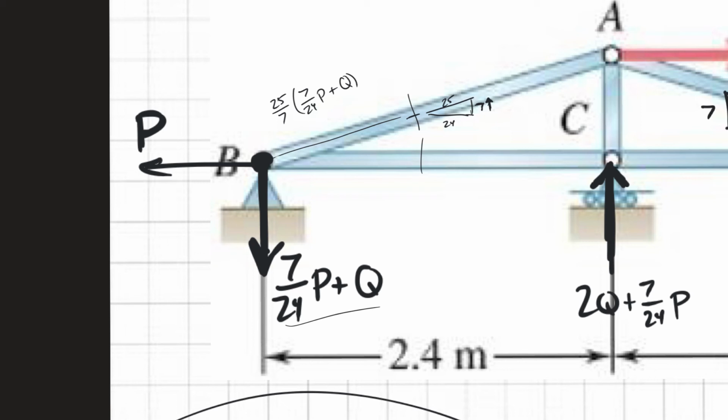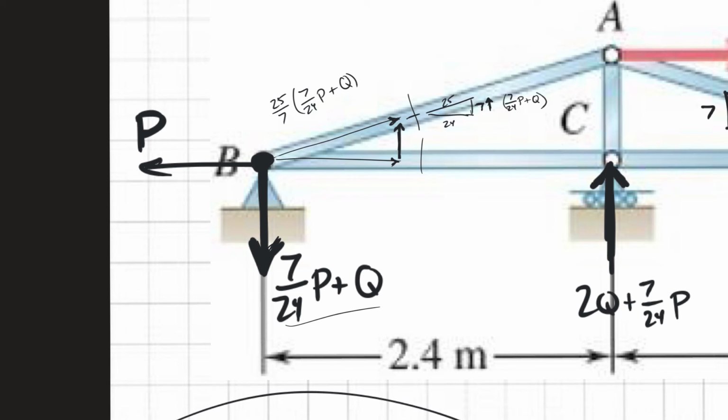So this force, on the other hand, has an x component and a y component. And I know it's going to have to be in this direction. So it's going to have to be in tension. It's going to have to be pulling. And I know that on this joint right here, because this one's pulling downwards, this one has to pull upwards, because they have to balance, all right? So I know then that the upward side of this triangle is 7 over 24 P plus Q. That's the upward side of that triangle.